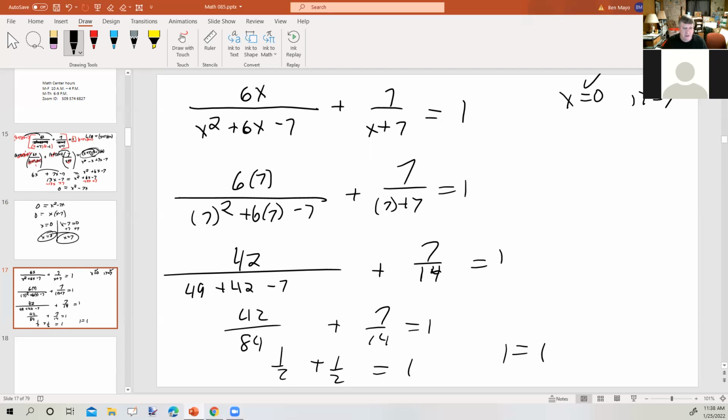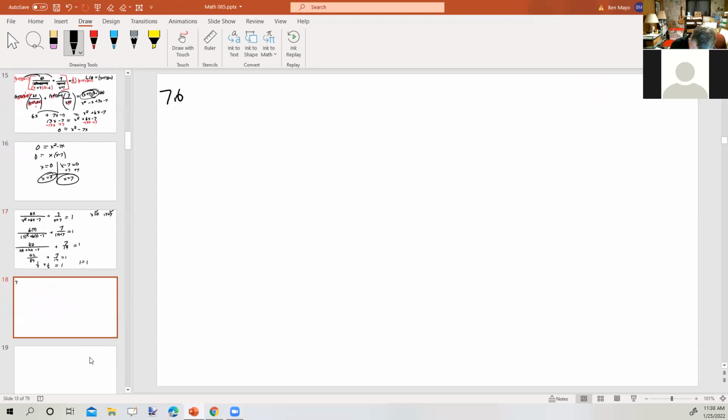And now we're going to go on and take a look at problem number 26, and then we'll go on to the new stuff. So this is 7.6, number 26. Solve the equation and check the result. Enter your answers as a comma separated list. If there's no solution, enter no solution.